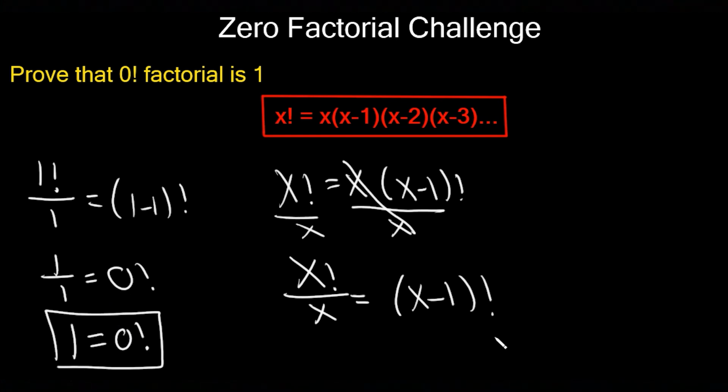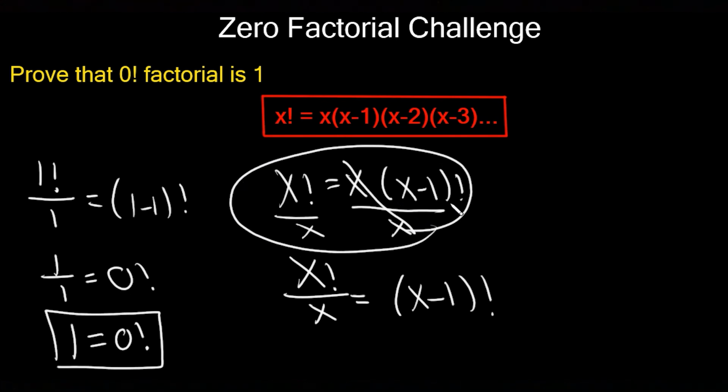So again, we started from the original formula for expanding out a factorial. Then we condensed it down. That's what you see right here. And then we ended up rearranging it so we could prove out that 0 factorial is in fact 1.